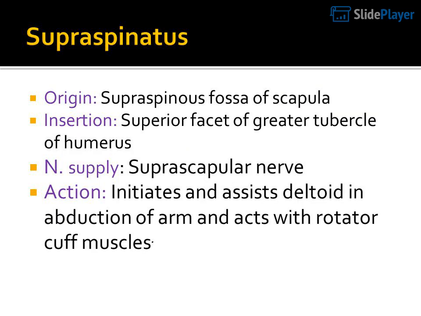Supraspinatus, end supply, suprascapular nerve. Origin, supraspinous fossa of scapula. Insertion, superior facet of greater tubercle of humerus. End supply, suprascapular nerve. Action, initiates and assists deltoid in abduction of arm and acts with rotator cuff muscles.